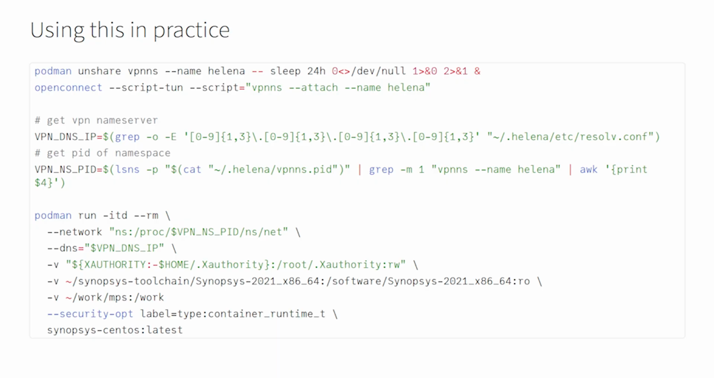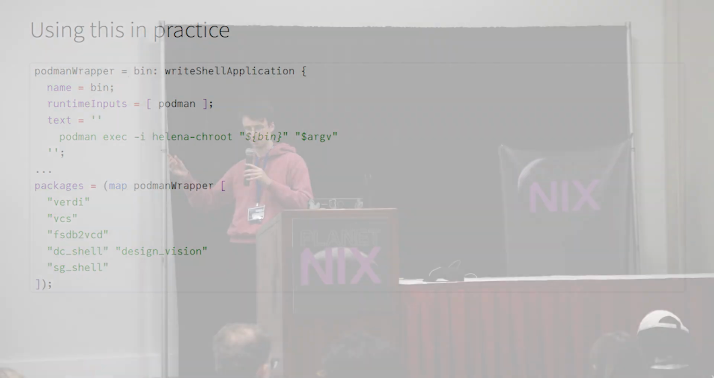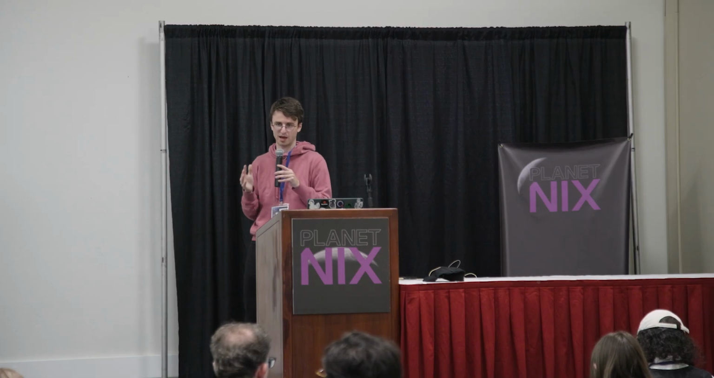For actually using this in practice, I had this very scuffed setup where I ran everything in a namespace, and within that namespace, I had a network namespace for connecting to my university's VPN. We do some path translation between the host and the container. And then we have a wrapper and a Nix expression. This will wrap all the programs we actually care about running from make in a little program that will just call podman exec in the container. This way, it's almost as if we had these binaries on our machine.